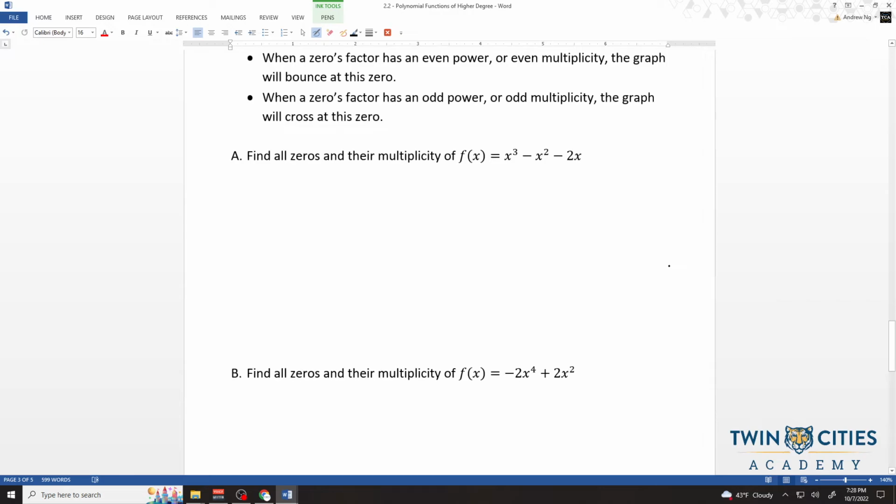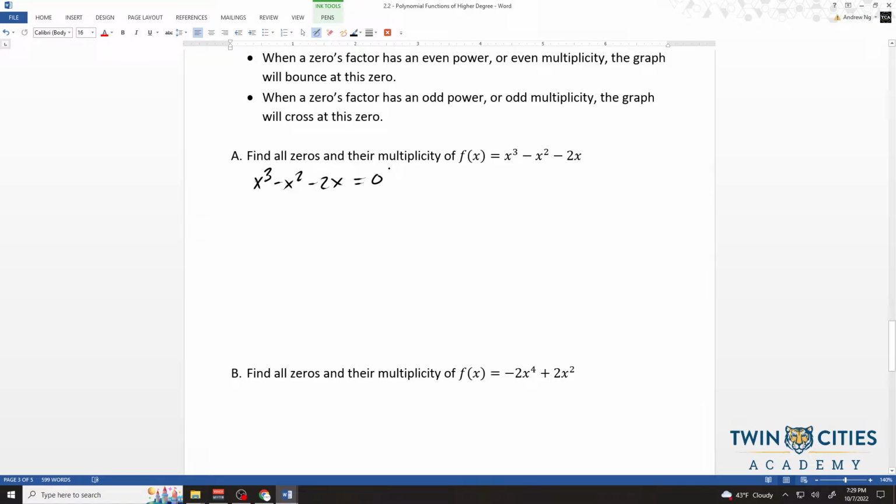It says, find all zeros and their multiplicity of f of x equals x to the third minus x squared minus 2x. Okay, first thing I'm going to do is set this equal to 0 because I want to find where this hits the x-axis. That's going to be when y equals 0. So x to the third minus x squared minus 2x. Let's set this equal to 0.